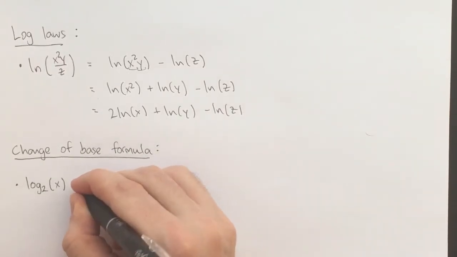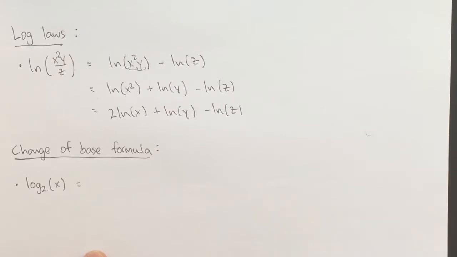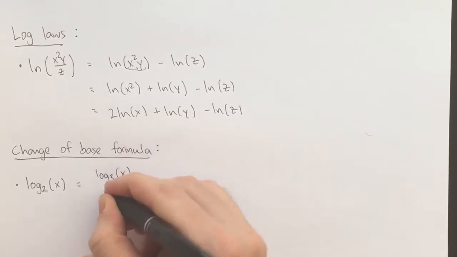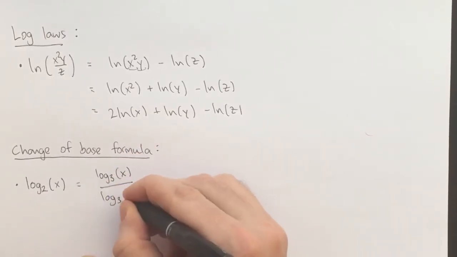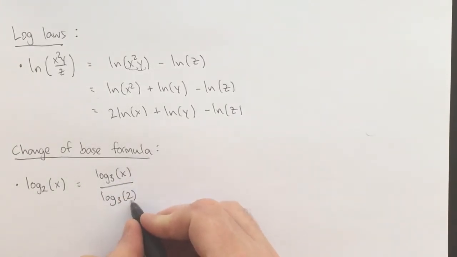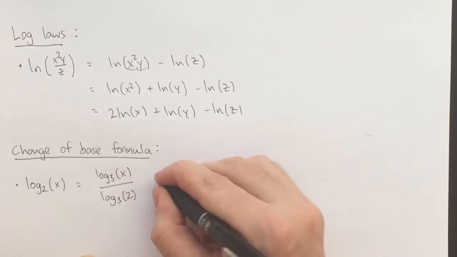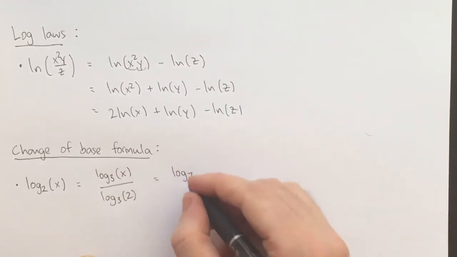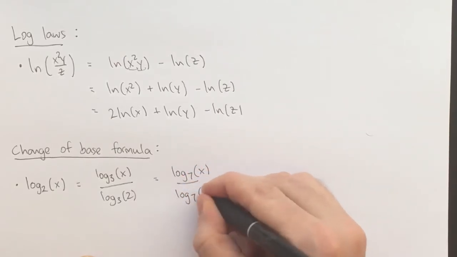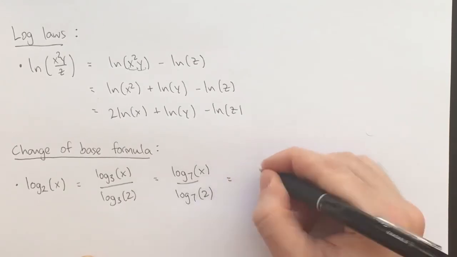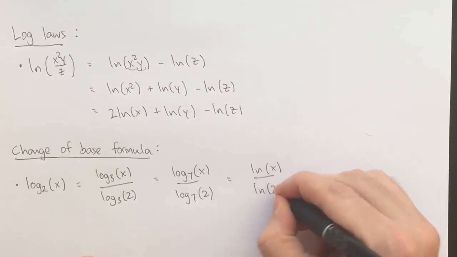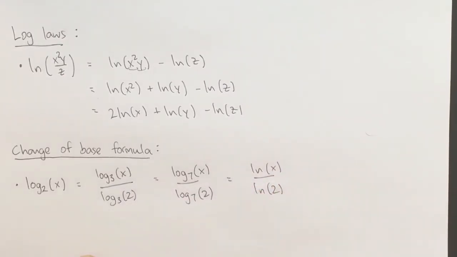And the change of base formula, so the base we change to can be any base of our choosing. So for example, if we wish to change this to base 3, this is what we would get. So it's log to the base 3 of x divided by log to the base 3 of the old base, which was 2. Suppose we wanted to change the log to base 7, so it becomes log to the base 7 of x divided by log to the base 7 of that old base. Or even if we wanted it in natural logs instead, it would be natural log of x divided by natural log of 2. So this new base that we choose can be anything we want.